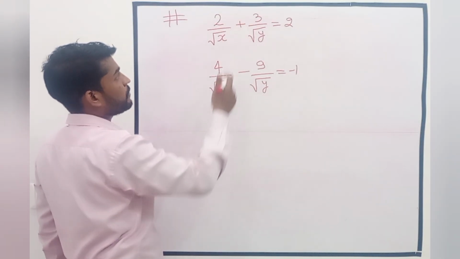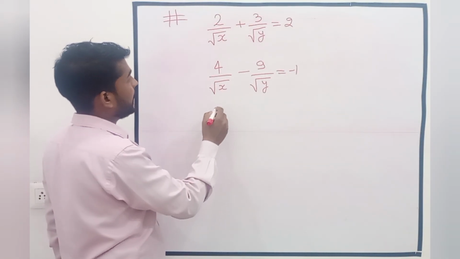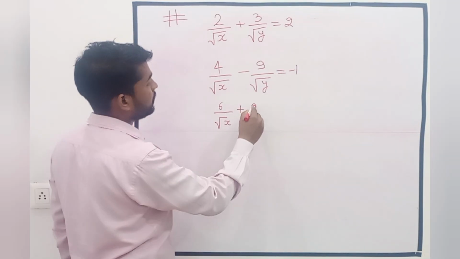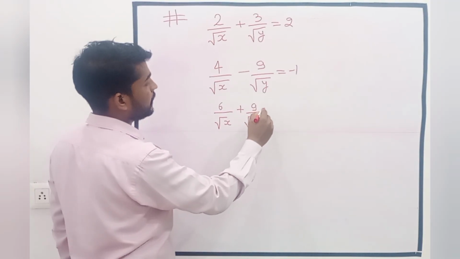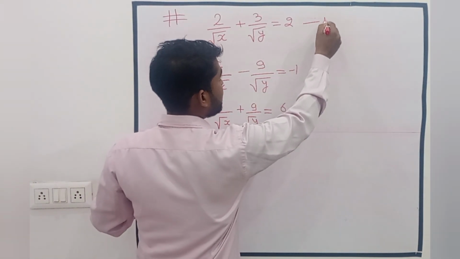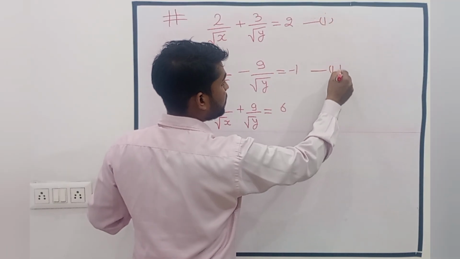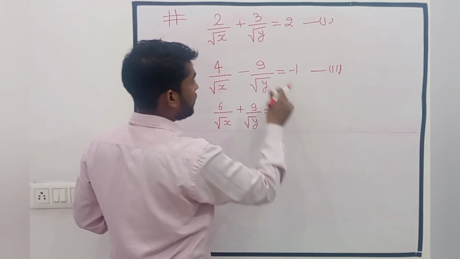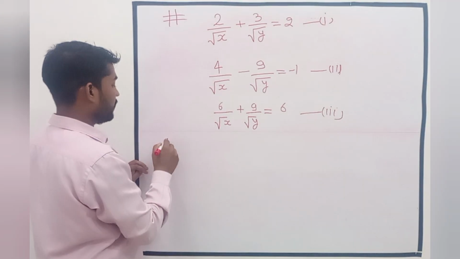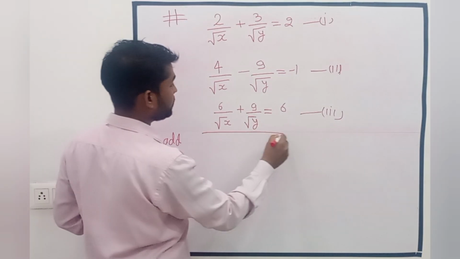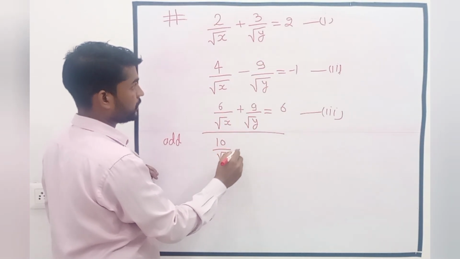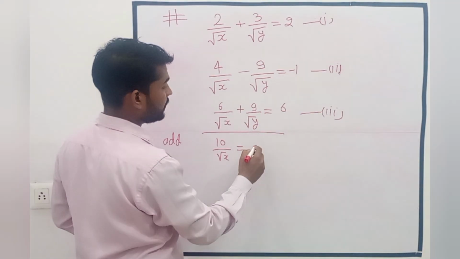Now we will multiply equation 1 by 3, and it will become 6 upon root x plus 9 upon root y equal to 6. This is equation 1 and this is equation 2, and after multiplying this becomes a new equation, equation 3. Add these two equations, and this cancels out, and this will become 10 upon root x, and from here this will become 5.